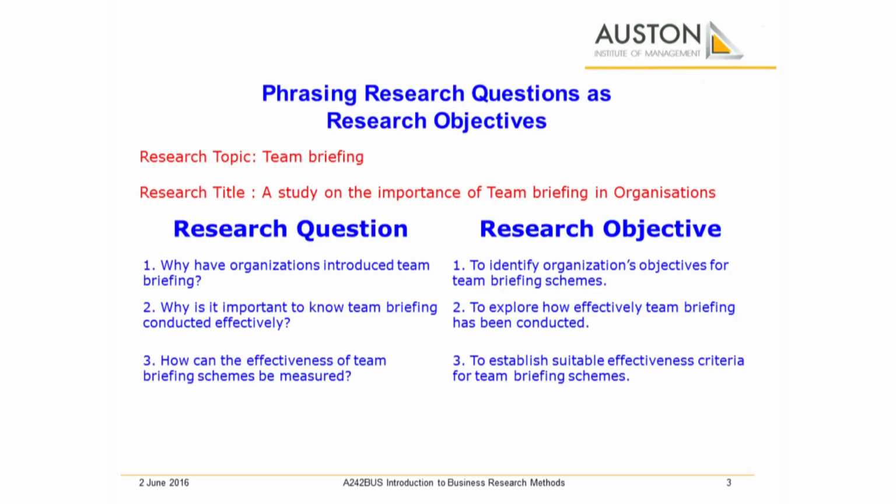Okay, let's look at slide 3, which I believe all of you can see. You can see there's a research topic known as team briefing, and a research title which says a study on the importance of team briefing in organization. Next, you can see two columns. One carries research questions, the other carries research objectives. Actually, these research objectives are derived from the research questions, and these research questions are derived from the research title.